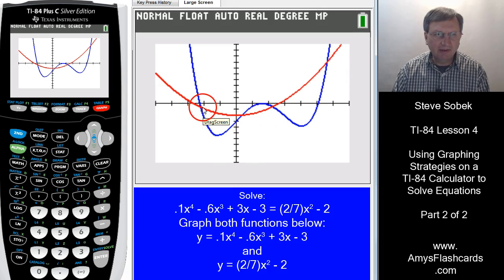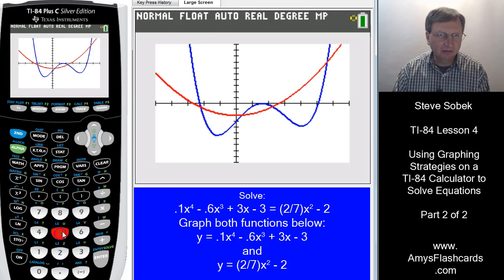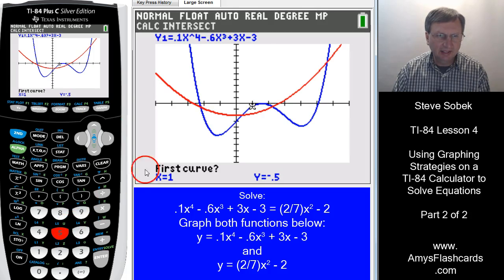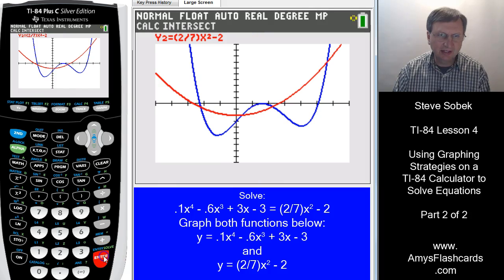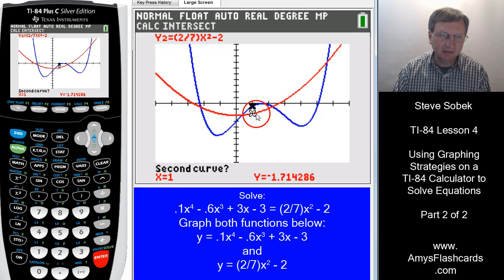Now, how do we find that point of intersection? Well, it's second, calculate, and sure enough, number 5, intersect. So we'll choose number 5. It's blinking on the blue graph right now, wondering, is that the first curve? And certainly it is. I only have 2 functions graphed, so it's going to be enter, enter. Now it's blinking in the red, my second curve, so accept that as the second curve.